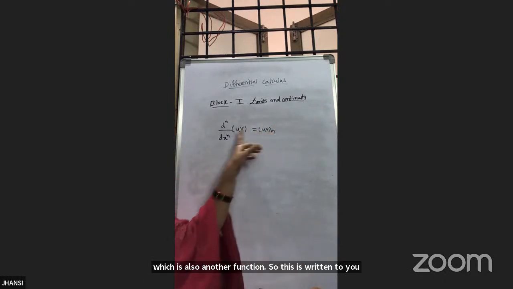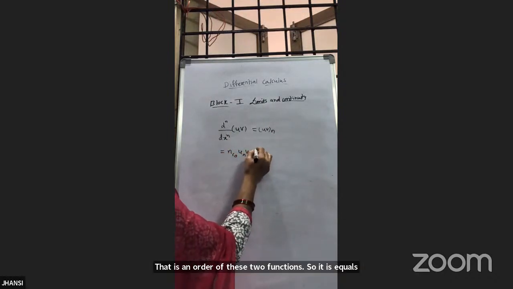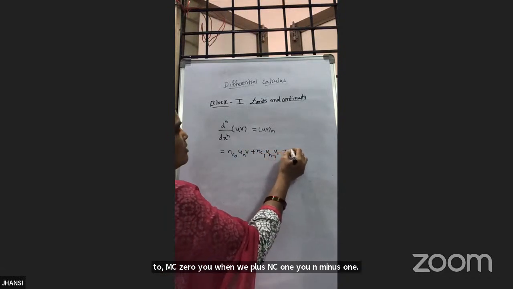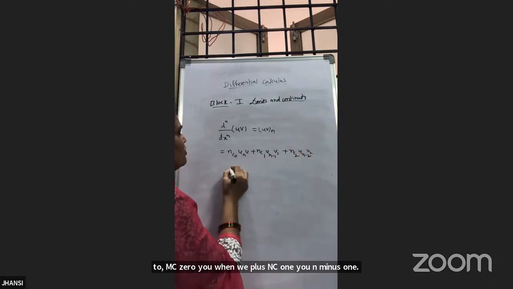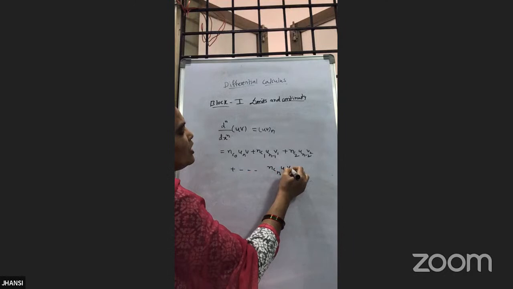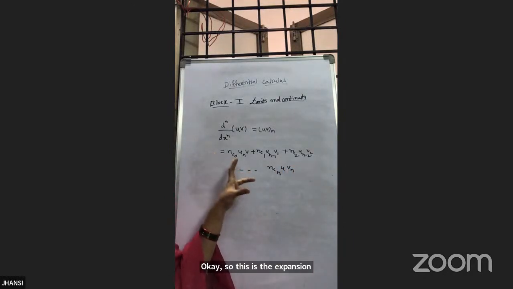That is the nth order derivative of these two functions. So it is equal to nC0 u^n v plus nC1 u^(n-1) v1 plus nC2 u^(n-2) v2, and so on up to nCn u vn. Okay, so this is the binomial expansion, no?